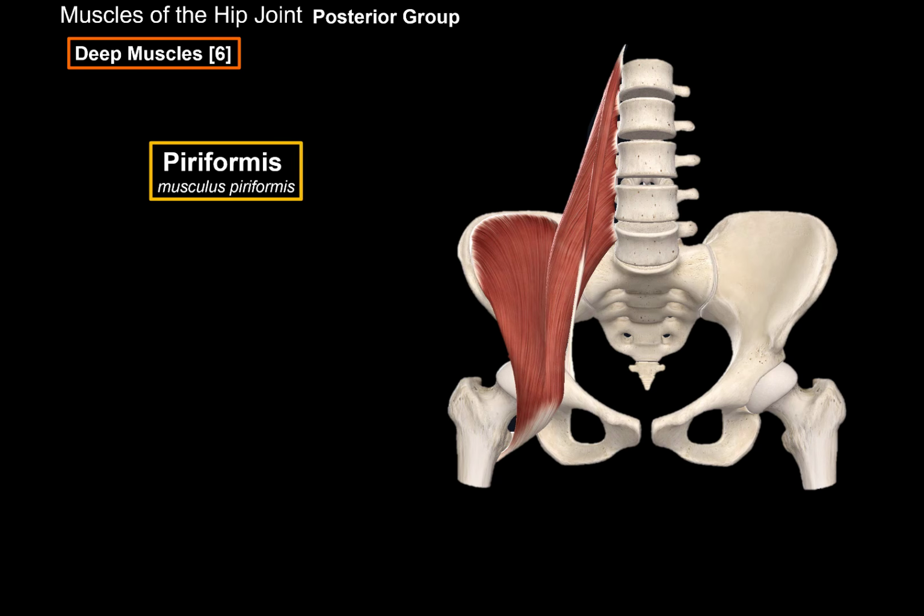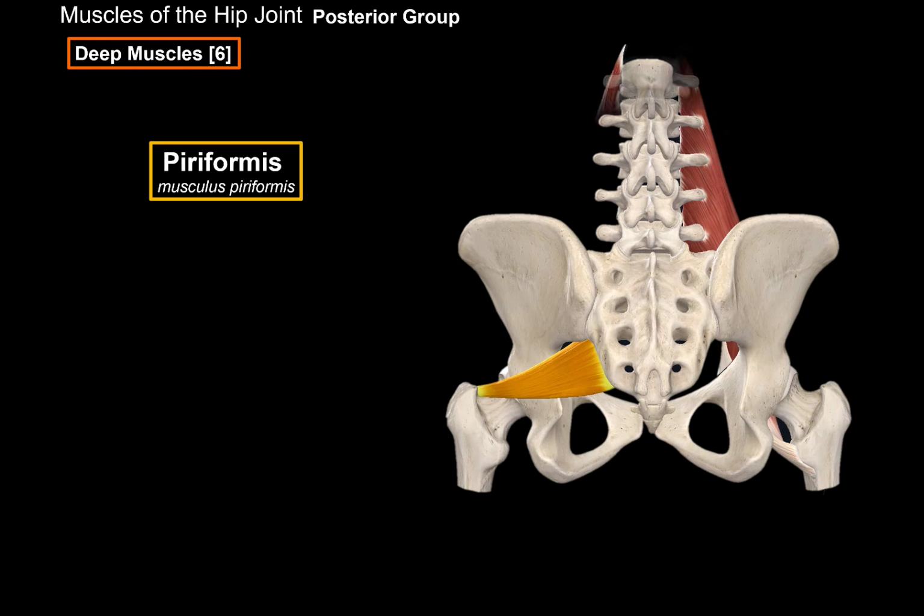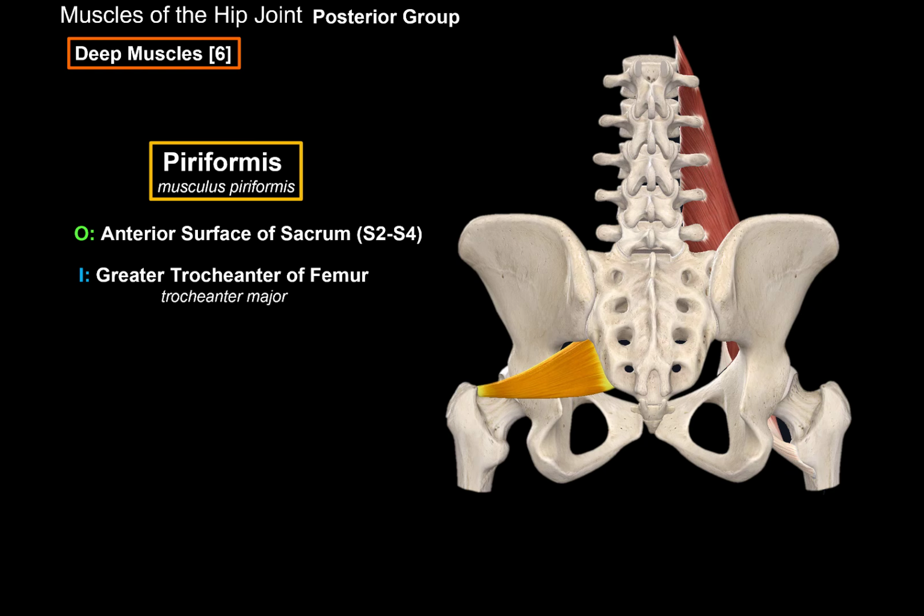So the first muscle is the Piriformis muscle, which is this one, viewed from the posterior side. It originates from the lateral part of the anterior surface of the sacrum, from the S2 to S4 segments, and then it inserts at the greater trochanter of the femur. The Piriformis is responsible for the external rotation of the thigh, as well as abduction of the thigh.